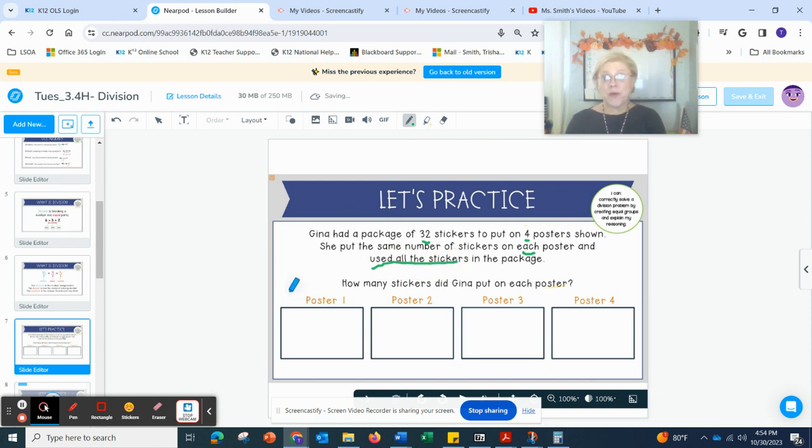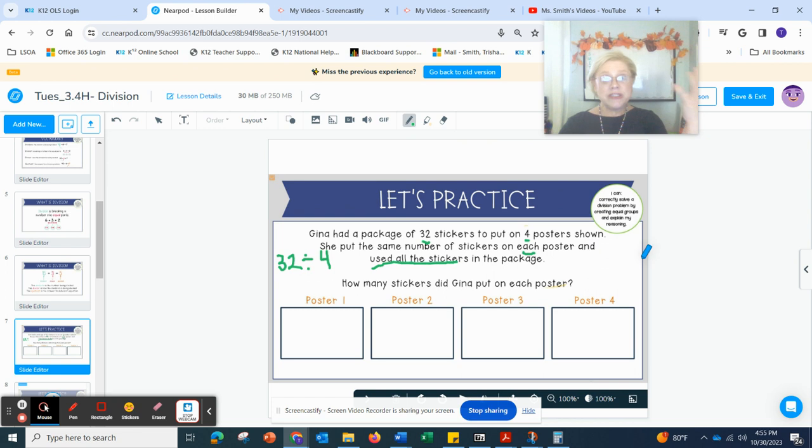So how are we going to break this up? What is our dividend? Sorry, brain hiccup. What is that total amount? Correctamundo, it is 32. What is our divisor? I almost said quotient. What is our divisor? 4, because that's how many posters we have. So our dividend, 32. That's the whole number we're breaking up. Our divisor, 4. That's how many posters we have. So how many stickers are on each poster?